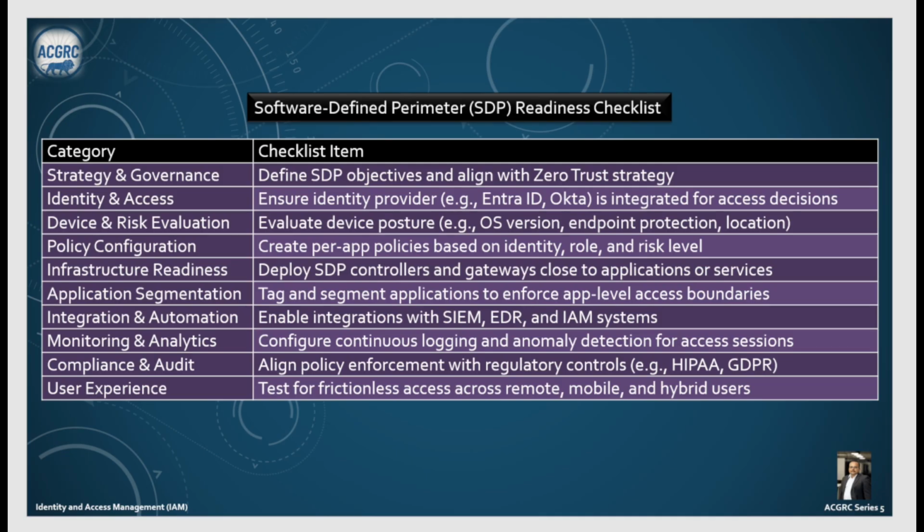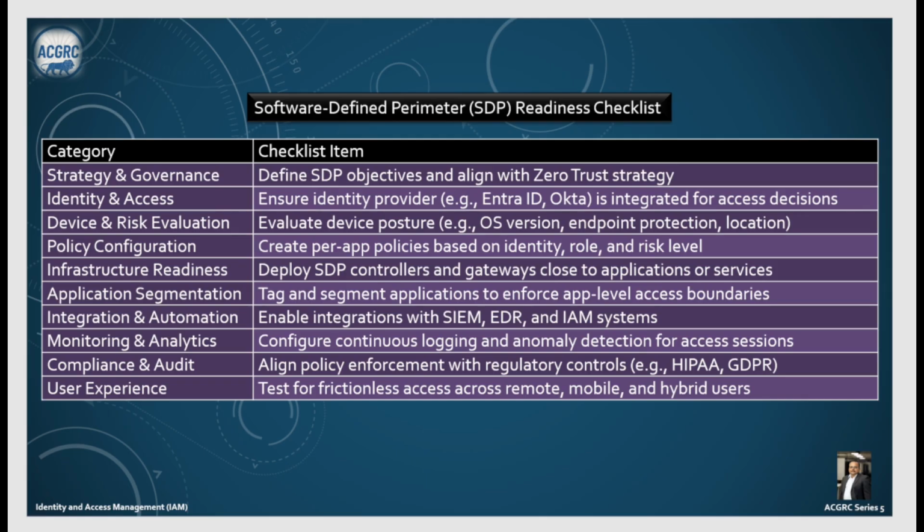Deploy SDP controllers and gateways close to the application or services. Tag and segment applications to enforce app level boundaries. Enable integration with SIEM, EDR, and IAM systems. Configure continuous logging and anomaly detection for access sessions. Next is to align policy enforcement with regulatory control.